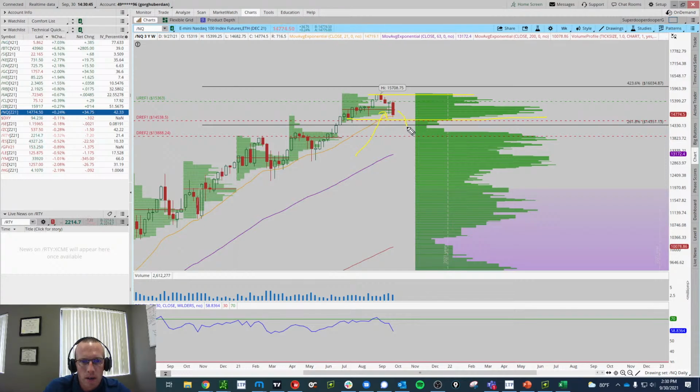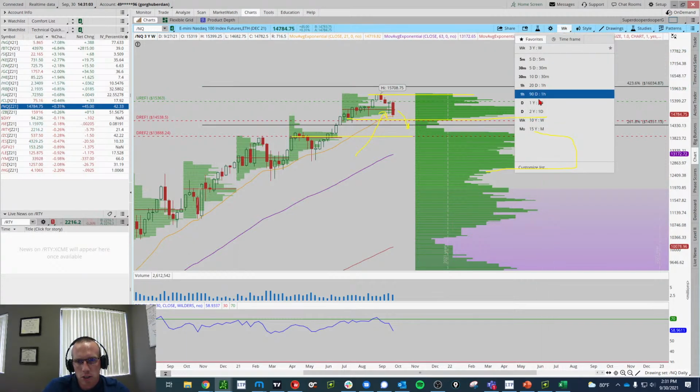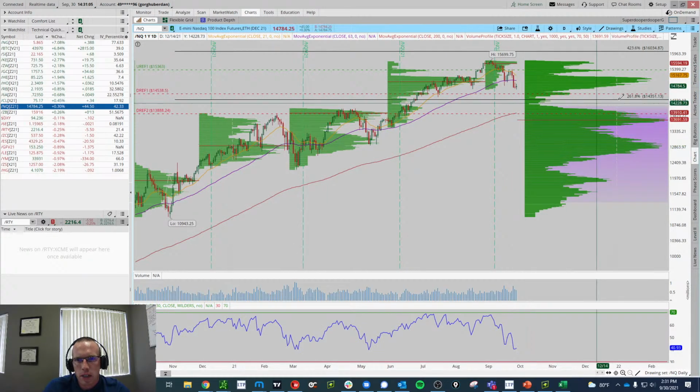More probabilistic would be that we come and test this lower end of the range and possibly come into some of this bigger high volume node area into 13,000. So buyers on notice, longs on notice here for this week with the NASDAQ, and certainly something to keep in mind here. I'll just quickly show the daily chart here.